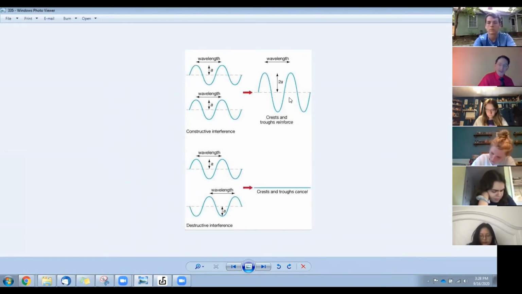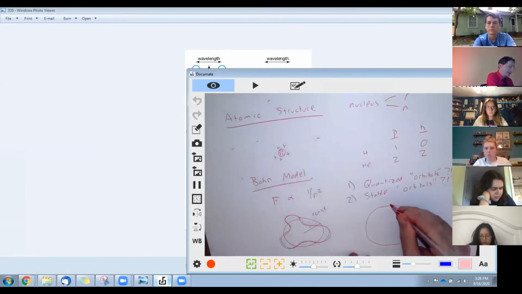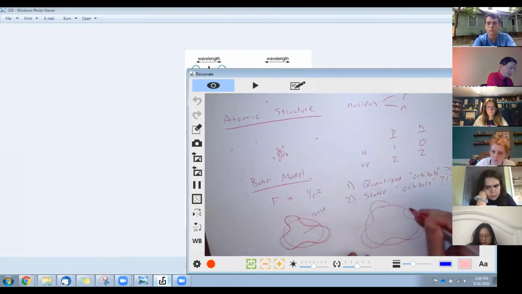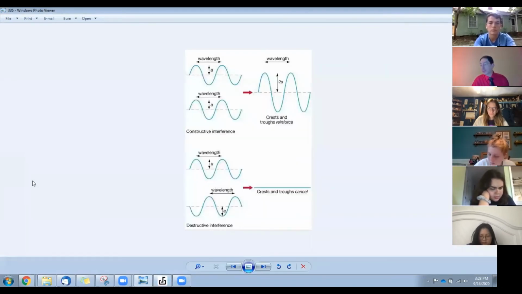But if I deal with a slightly larger circle, maybe this one is of a size that I get not an integer number, but a half. There's 2, there's 3, and a half. So next time it comes around, it's always opposite. So when it interferes with itself, it will interfere destructively. It's out of phase, it cancels out, and so there's nothing there.